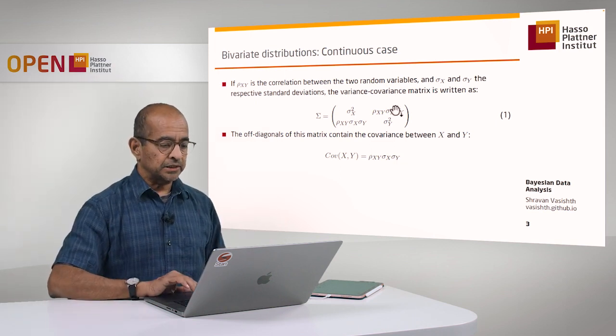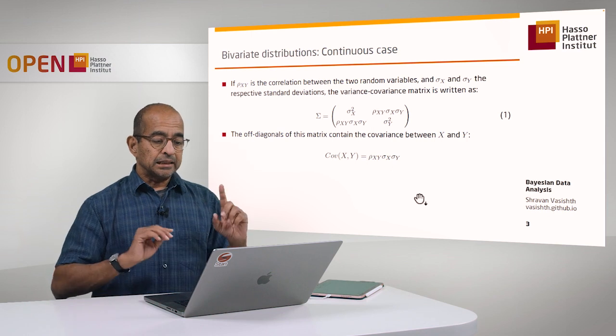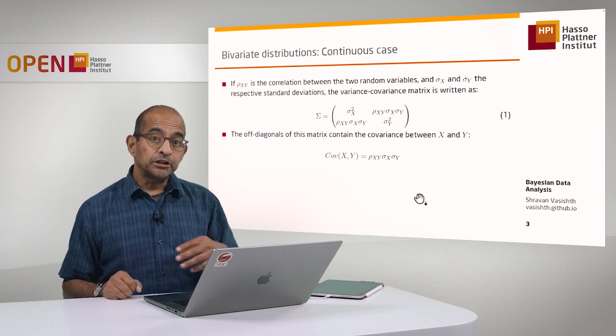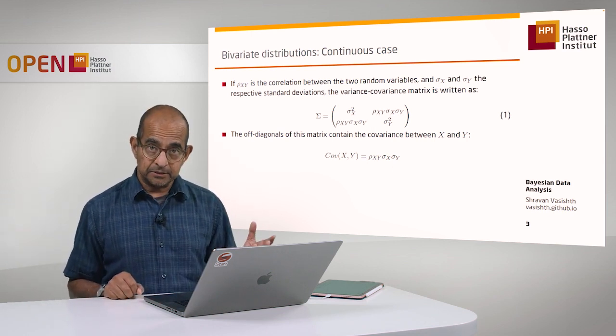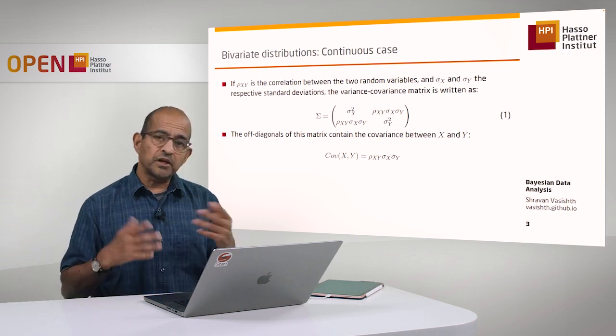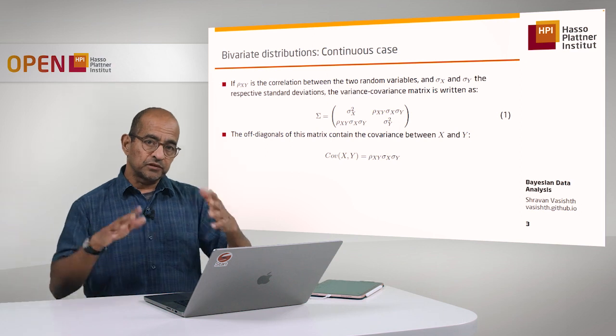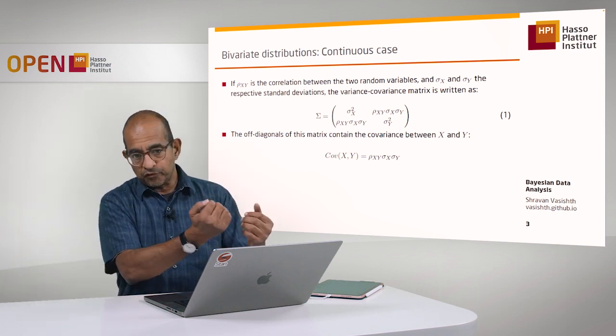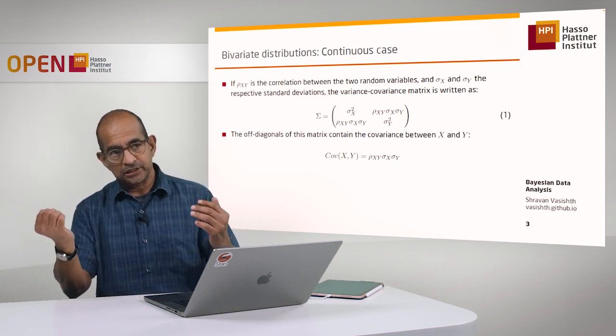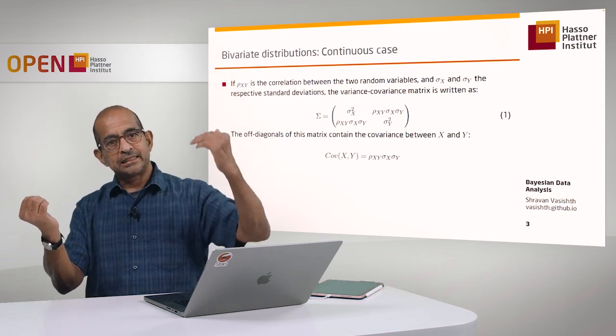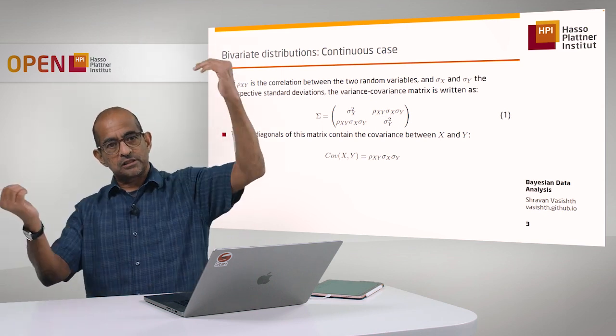Okay, so this is one off diagonal, this is the other off diagonal. The off diagonal contains the so-called covariance between the two random variables. Now, if you've never heard about covariance, intuitively you can think of it like this. If there's a positive correlation, if one random variable increases in magnitude, the other one also increases in magnitude. So that would be a positive correlation.